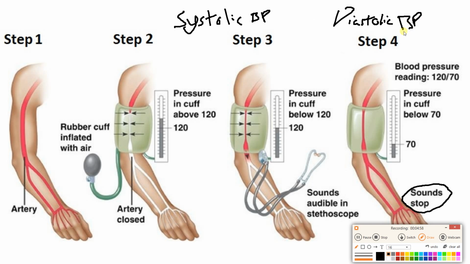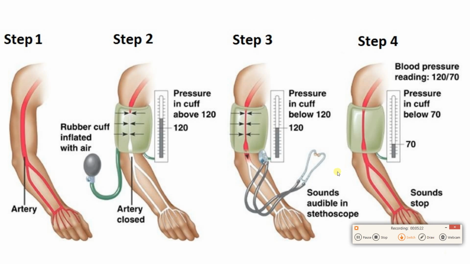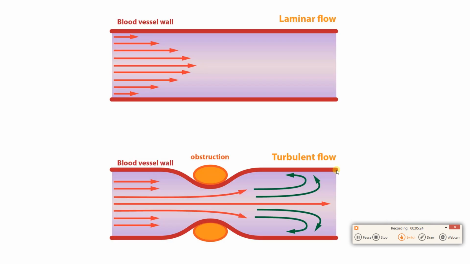Systolic, which is our high value, and diastolic, which is our low value. You're not going to have to physically do this measurement during a lab exam, but you should understand what's going on. You should know when the artery is closed, when the artery is squeezed and we hear sounds, and when the artery is wide open again. All right, so we got our two measurements for blood pressure.